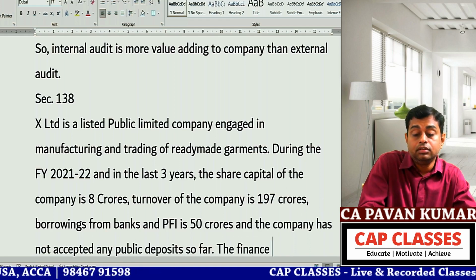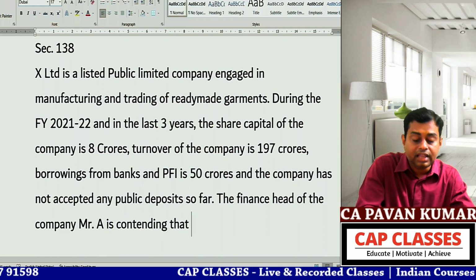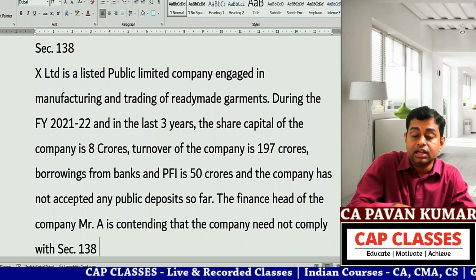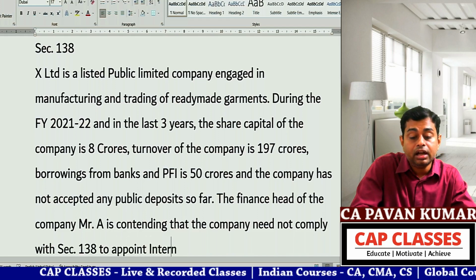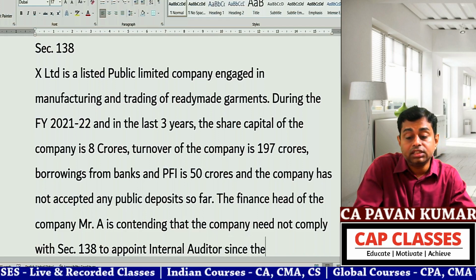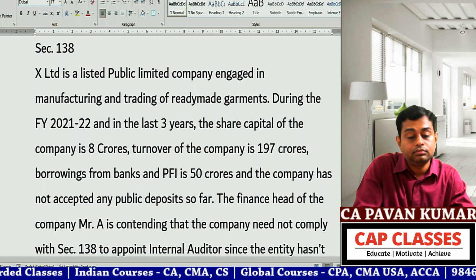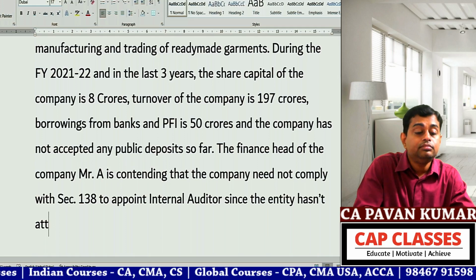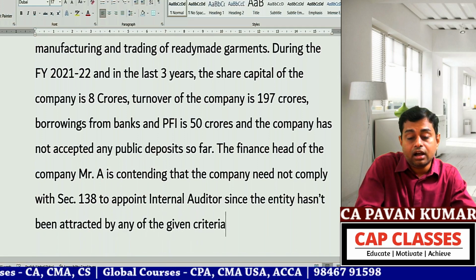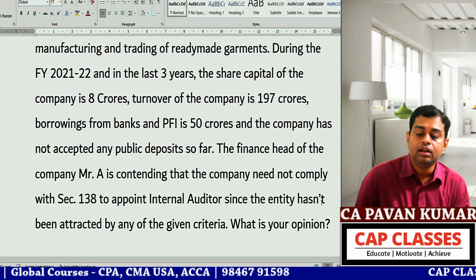The finance head of the company, Mr. A, is contending that the company need not comply with section 138 to appoint an internal auditor since the entity has not been attracted by any of the given criteria. What is your valuable opinion?